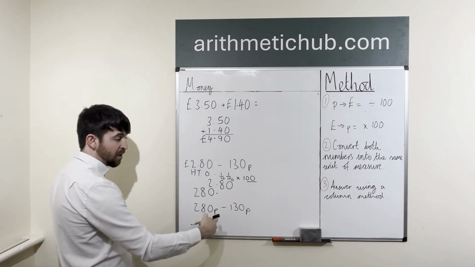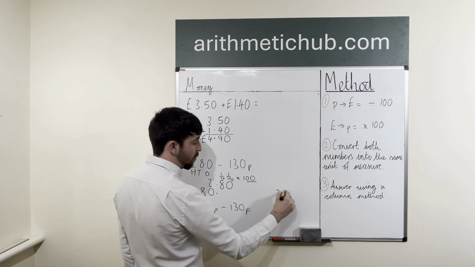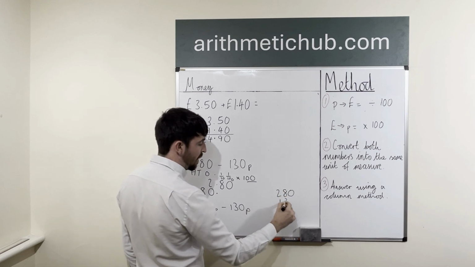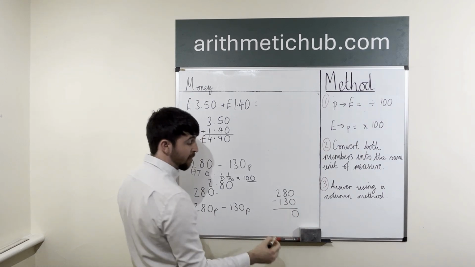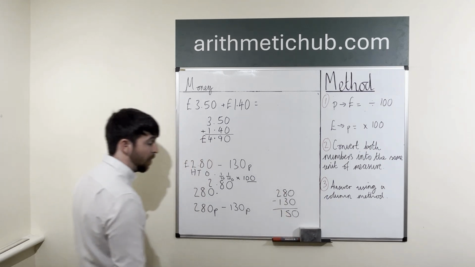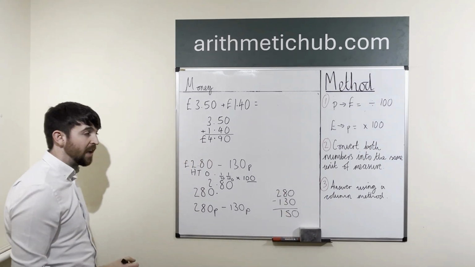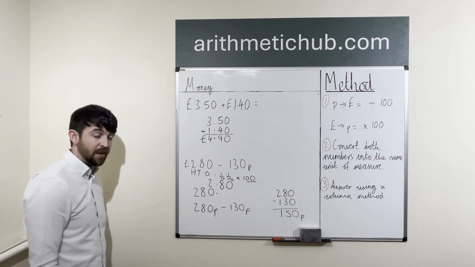Now, I'm not going to do it like that. I'm going to set it up into a column method, because that's going to be the easiest way to work these out. 280, subtract 130. 0 take away 0 is 0. 8 take away 3 is 5. 2 take away 1 is 1. So my answer to £2.80 minus 130 pence would be 150 pence.